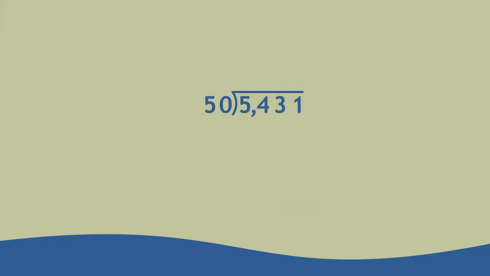Next, we have the problem 5,431 divided by 50. Again, 50 doesn't go into 5, but it does go into 54. So you're going to put a 1 above it. 1 times 50 is 50. You're going to subtract and get 4. Next, you're going to bring down your 3. 50 cannot go into 43, so you need to put a 0. 0 times 50 is 0. So you're going to bring down your next one, which is 1.